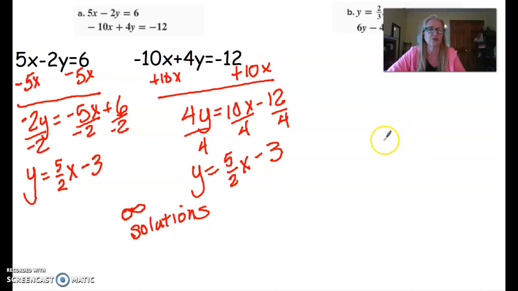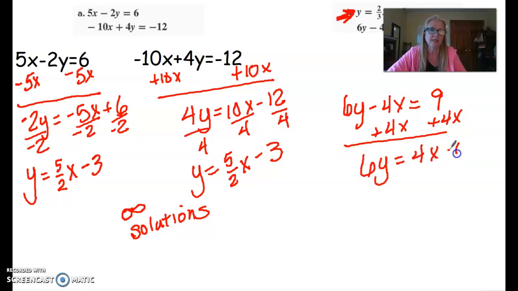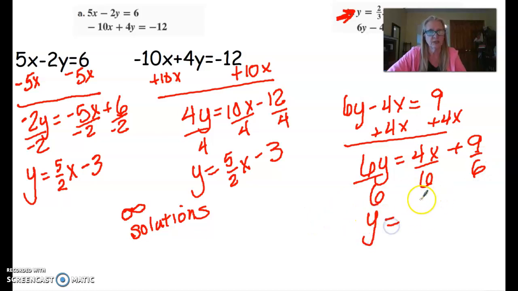So the first one has infinite solutions, but let's look at the second one. We need to solve 6y minus 4x equals 9 and see if it's the same as this top one that's already in slope-intercept form. So we need to add 4x to both sides. That gives us 6y is equal to 4x plus 9. We divide everything by 6, and we get y is equal to 2/3 x, and 9 over 6 reduces to 3/2 or 1.5.